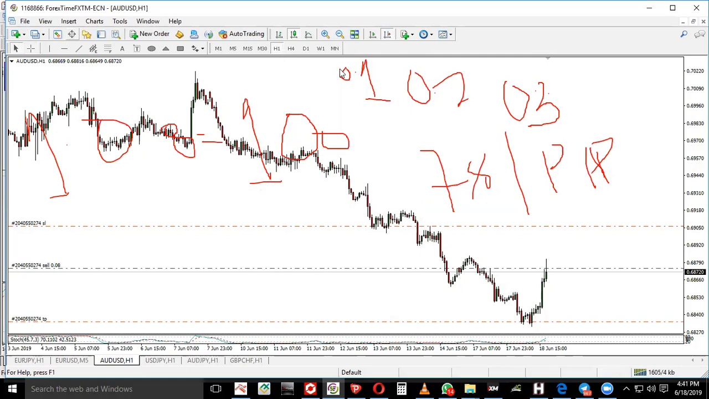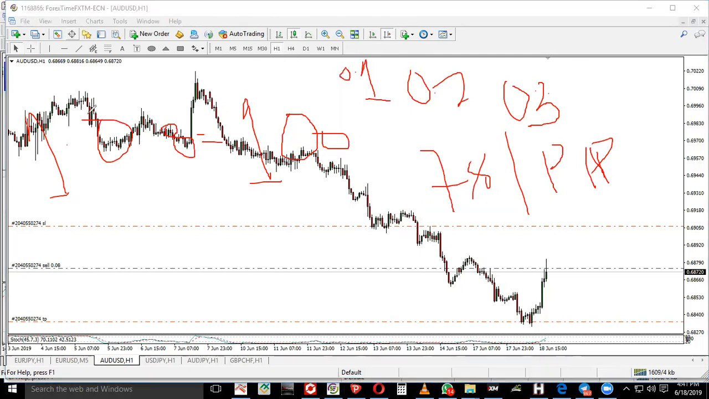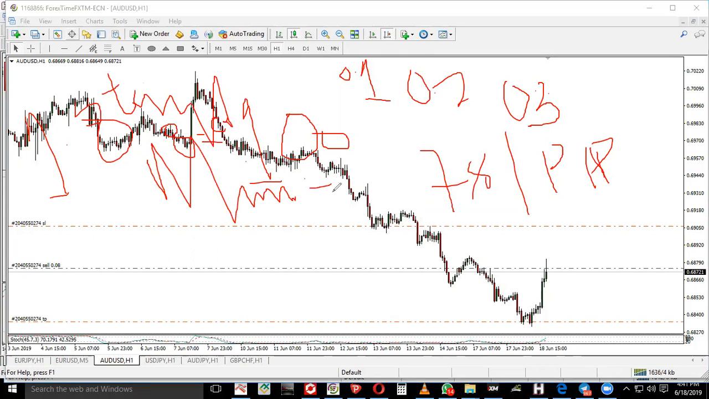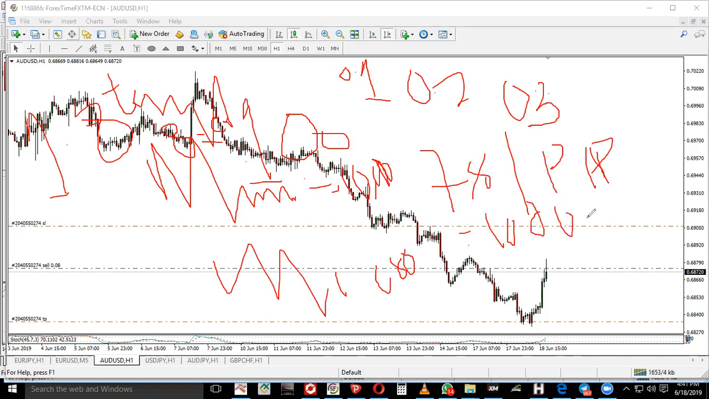We now define that the standard lot size means you are buying 100,000 units of that pair. The mini lot size means you are buying 10,000 units of that pair. And the micro lot size means you are buying 1,000 units of that pair. You understand?